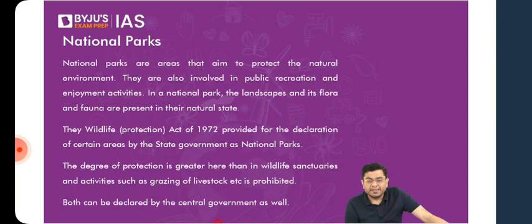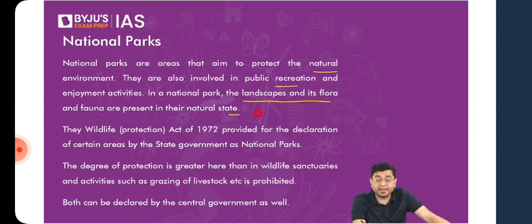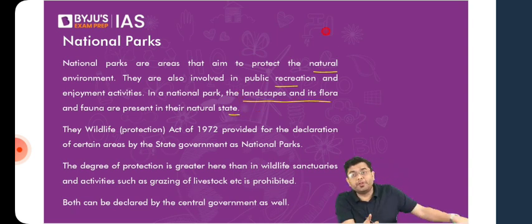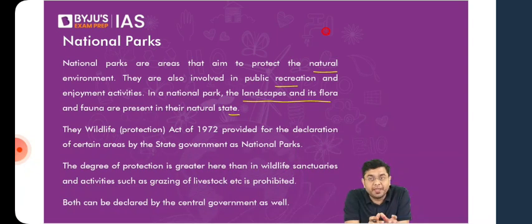Okay. Then let me talk about national parks. They are areas that also protect the natural environment. They are also involved in public recreation and enjoyment activities. In a national park, the landscape and its flora and fauna are present in their natural state. So as I told you, in the case of a wildlife sanctuary, it is oftentimes a particular species that is targeted for conservation. Whereas when we talk about a national park, the entire landscape, the various aspects and constituents of biodiversity, all of them are targeted for the conservation measures to be carried on. So in a national park, you will always find a greater amount of restriction and more stringent protection measures as compared to a wildlife sanctuary.